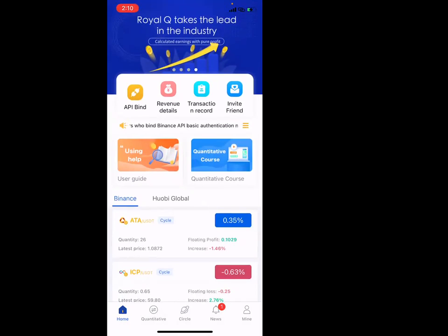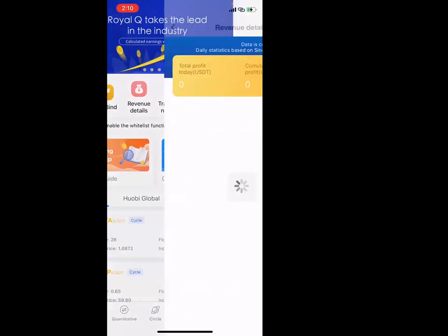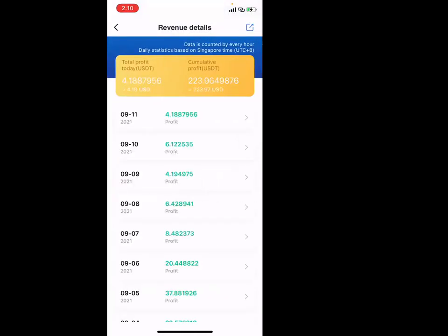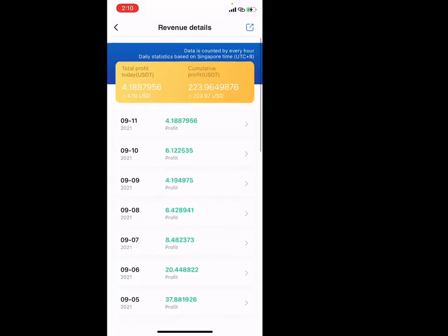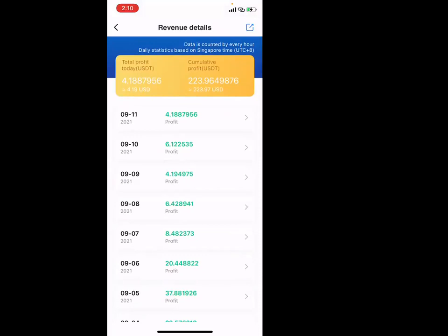All right, now the next button there is the revenue details. That's where you get to see your revenue, how much you've made for the day. Okay, and there are so many misconceptions about the revenue details, and I've received a lot of complaints about it, so I would say that it's not as simple as it is.